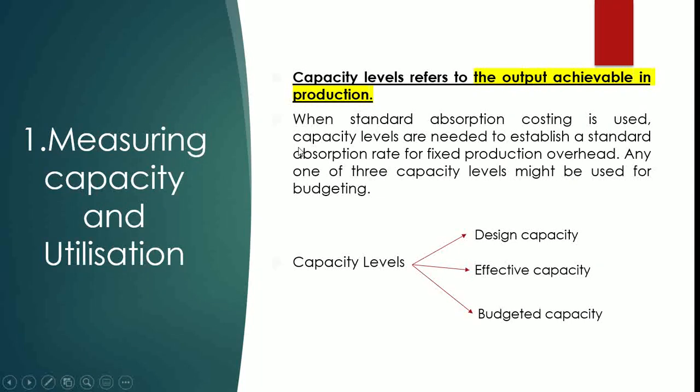This capacity level is mainly important for the organizations who are following standard absorption costing. If any organization is following standard absorption costing, they need to know their capacity levels. Then only they can find their overhead absorption rate, then only they can find the unit cost, then only they can do the other things, pricing, unit valuation, whatever, right?